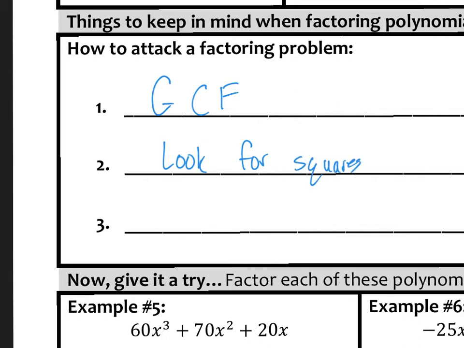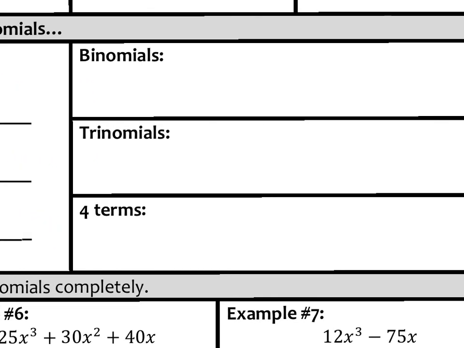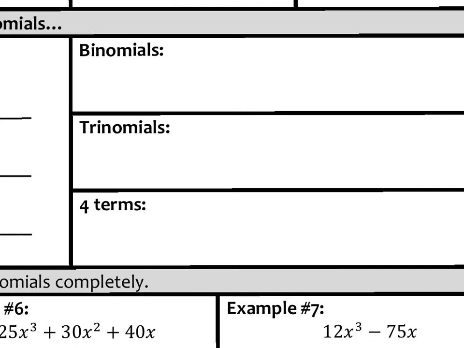And then we're going to identify, is it a binomial? Do we have 2 terms? Is it a trinomial? Or does it have 4 terms? So 2, 3, or 4 terms. How many? And once we identify that, we can develop our strategy for how we're going to factor. Okay? If we have a binomial after we've done greatest common factor, we're starting to think, is it a difference of squares? That's our question we need to ask ourselves.